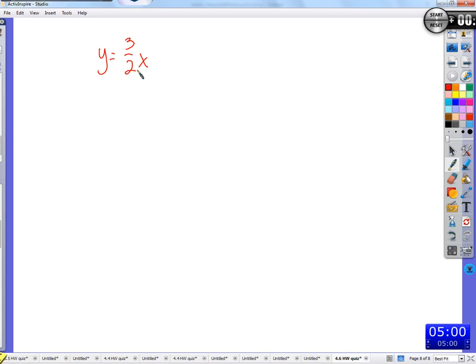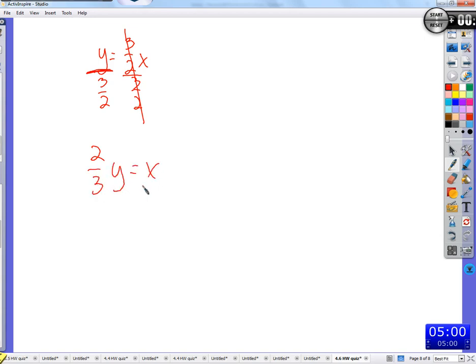Let's see, can we get x by itself? How do we get x by itself? Jamie? Divide by 3/2, very good. That'll cancel out the 3/2 there. Dividing by 3/2, we don't like to divide by fractions, right? So instead of dividing by a fraction, how do we rewrite it? Instead of dividing by the fraction, we can multiply by the reciprocal. The reciprocal of 3/2 is 2/3.